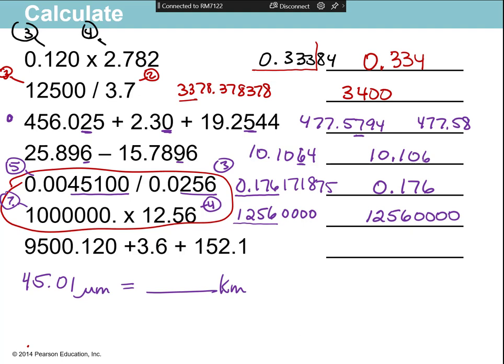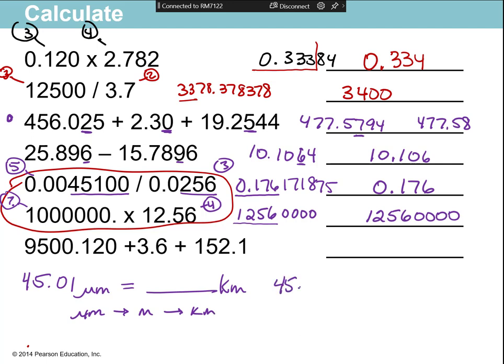All right, so this last one: 45.01 micrometers is how many kilometers? Do I do this in 1 step or 2? 2. Why? You have to go to meters first. See, micro is a prefix, kilo is a prefix. When you have to do a unit conversion, if you have 2 letters for the unit name, then you know that it's a prefix. If you had just liters or just meters or just grams, then you can do that in 1 step. But because this is a prefix and this is a prefix, you've got to go from micrometers to meters, and from meters you can then go to kilometers.